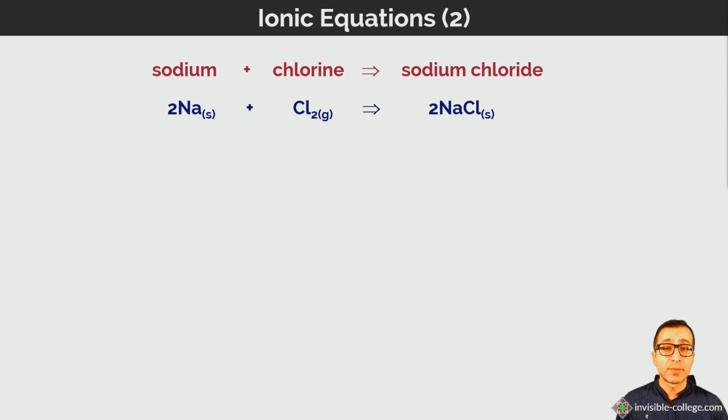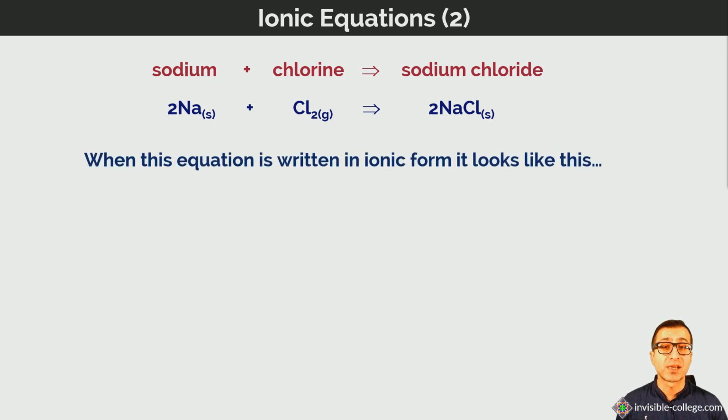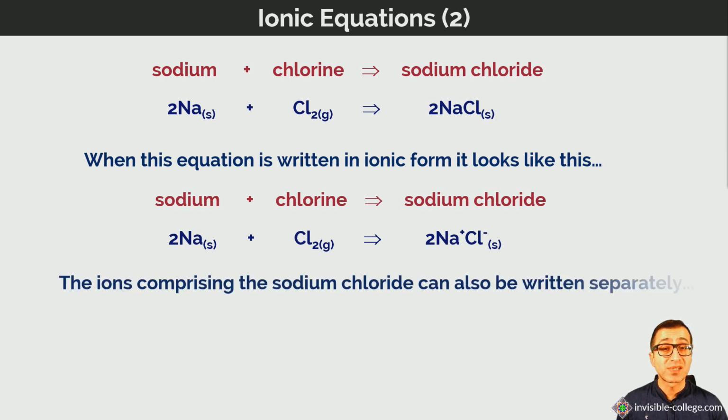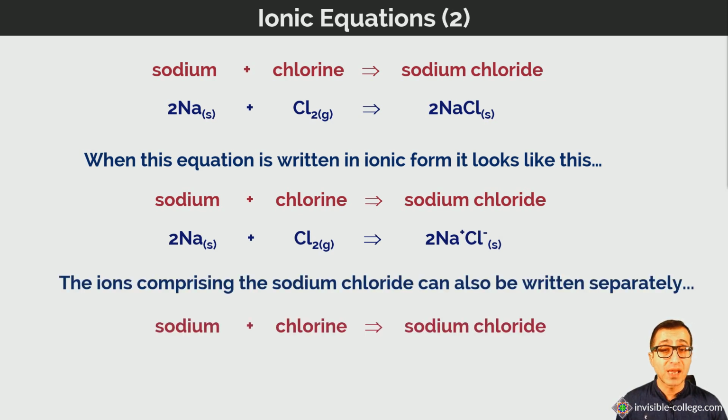So here again is the chemical equation to describe the formation of sodium chloride from its elements. Now when this equation is written in an ionic form, it looks like this. So the word equation again would be the same, but in this case the ionic equation would look like this. The ions comprising the sodium chloride can also be written separately. So again we have the same word equation, but in this case we can also write it like this.